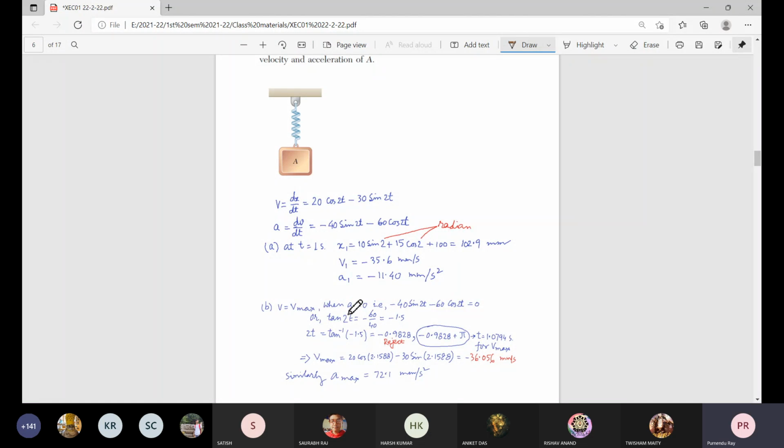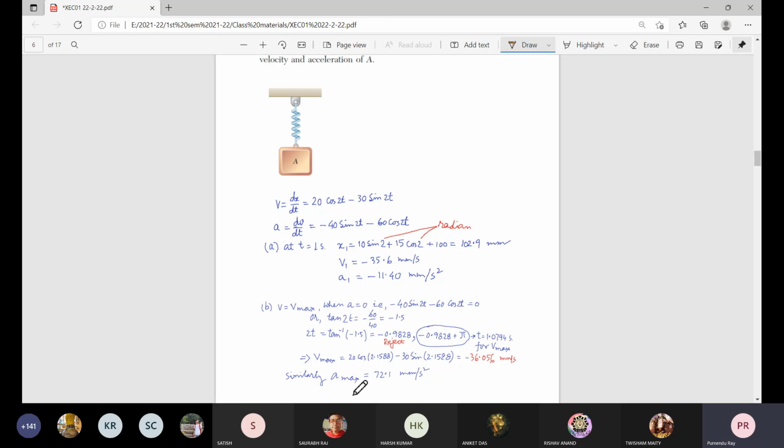For v equal to v max, put a equal to 0. So there is an expression here: 40 sine 2t plus 60 cosine 2t is equal to 0. So we get this value: tan 2t is equal to minus 1.5. Now for this we get these two values. One is negative. Time cannot be negative, so reject this negative value for time. And here the first positive value, we consider this for Vmax. Replace it in the expression of velocity corresponding to that time, and we get this in millimeter per second, the velocity which is negative.